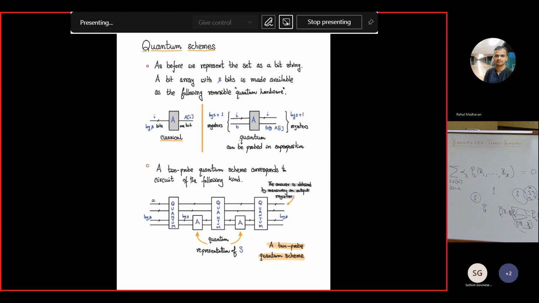So a data structure in quantum will be an array like this, to which you can feed an index and a value bit B. The index will come out as it is. The bit B will be flipped if A_I was 1, and it will stay as it is if A_I is 0.